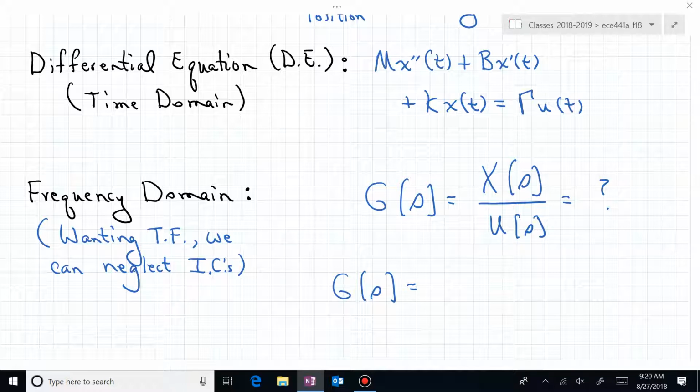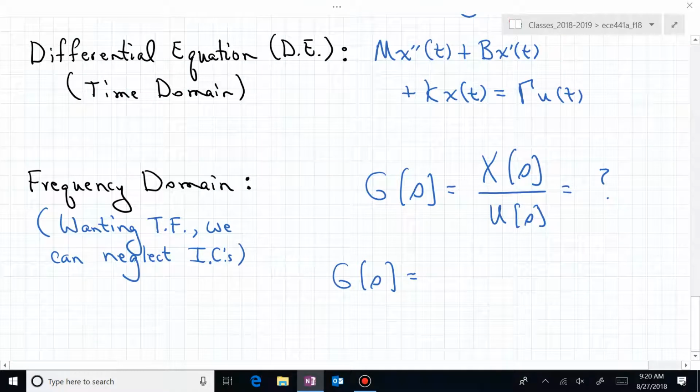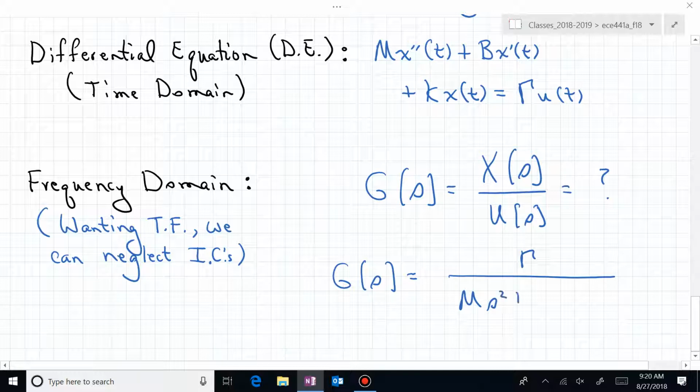Do we have an answer? Do we have a G of S? Did you know where to start? What happens when you Laplace transform x double dot or x double prime? You multiply by s squared. So you should have something, G of S, that looks like, let's say, gamma over m s squared plus bs plus k. Did you get that?